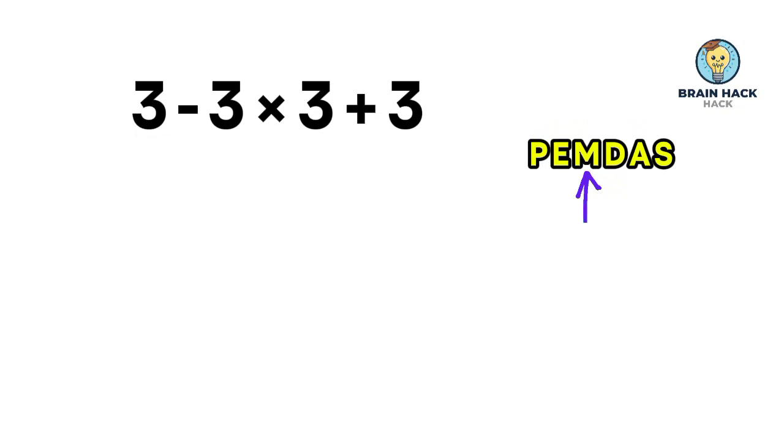Multiplication comes before subtraction and addition. So we have to start with the multiplication. 3 times 3 equals 9. So now the expression becomes 3 minus 9 plus 3.